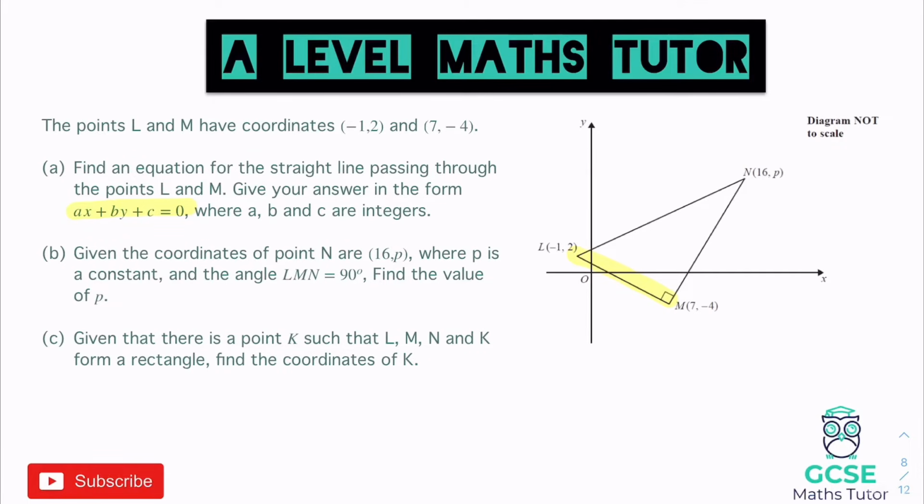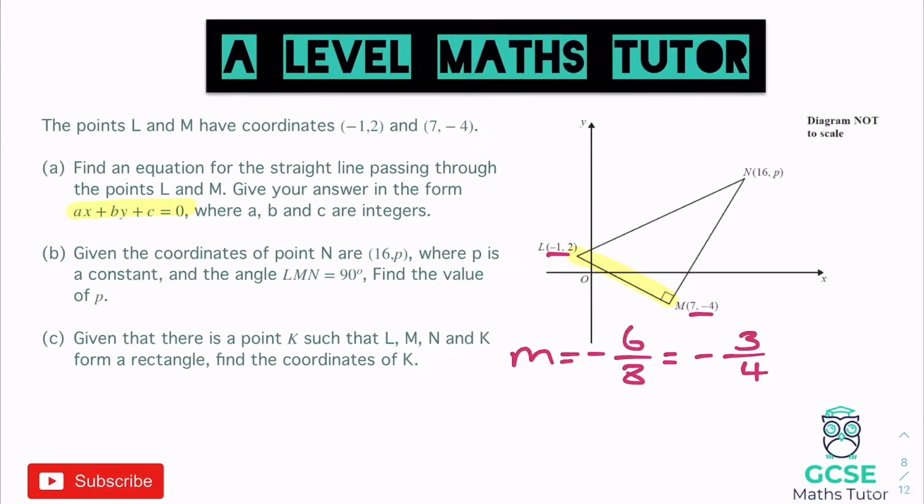Now the gradient there is changing y over changing x, and if we start with L and move to M, it goes from 2 to -4. So the change in y is from 2 to -4, which is -6. And our change in x goes from -1 to 7, which is +8, so it's -6 over 8. If we simplify that, we get -3 over 4, just dividing the top and bottom by 2. So -3/4 is our gradient.